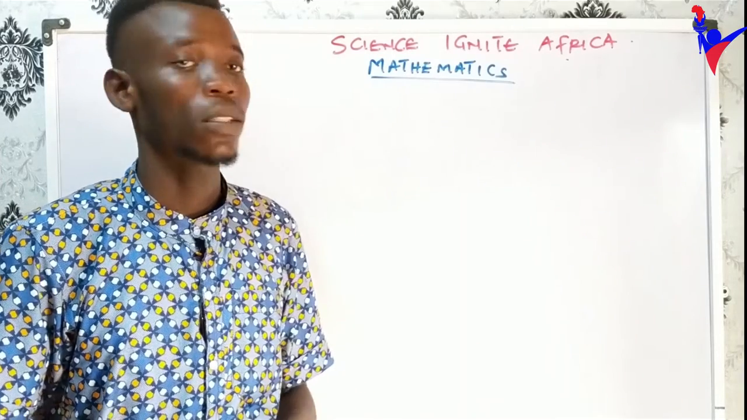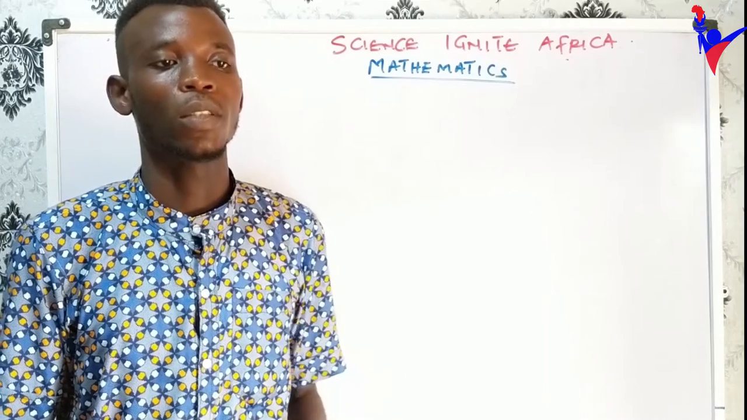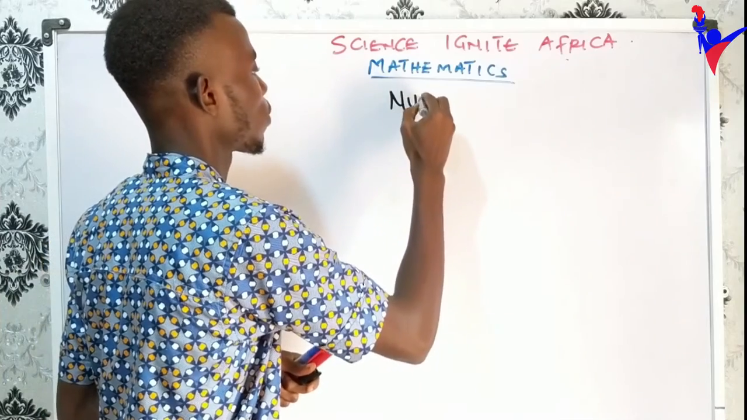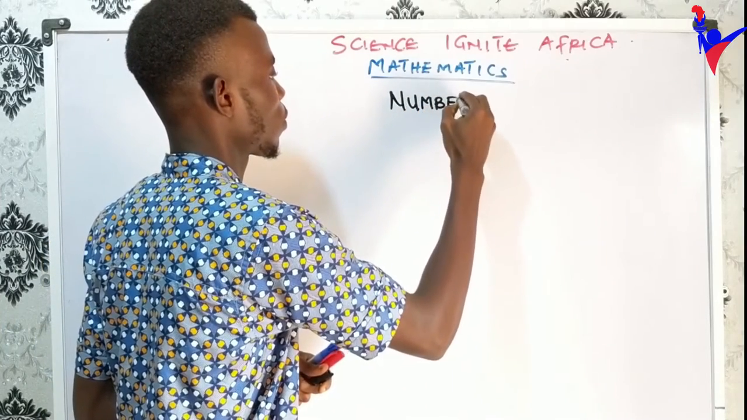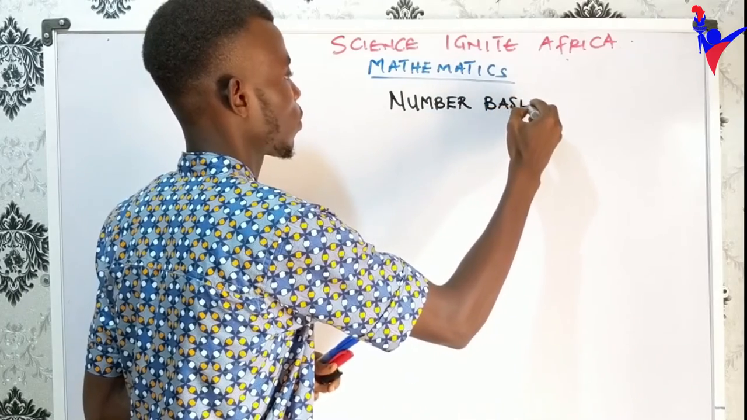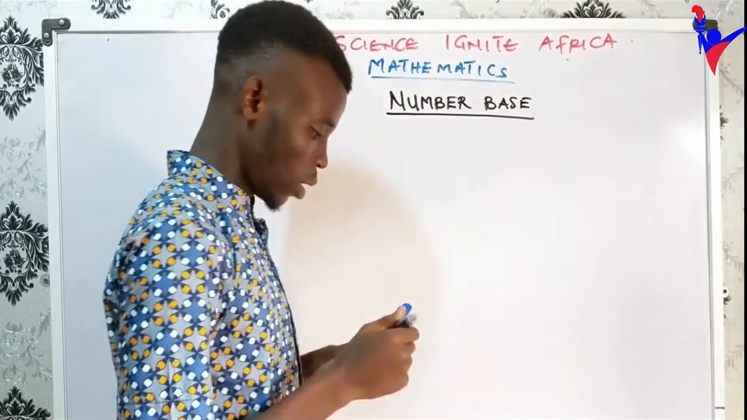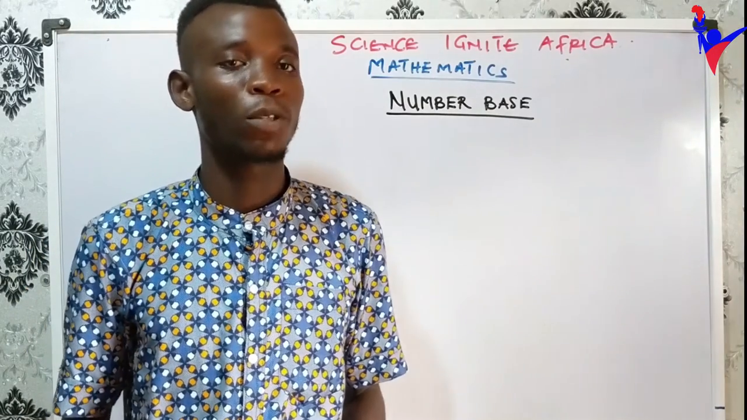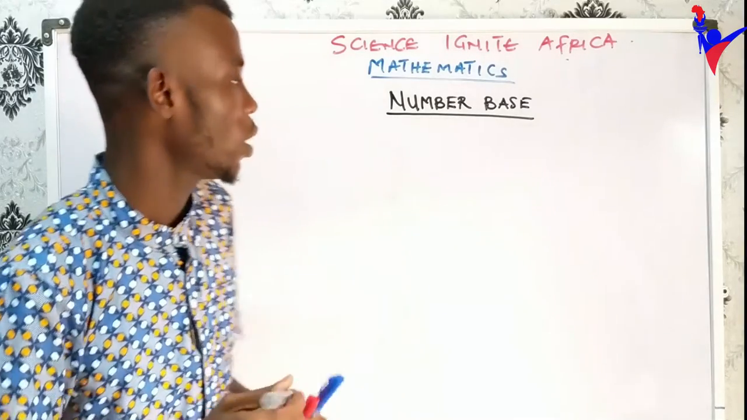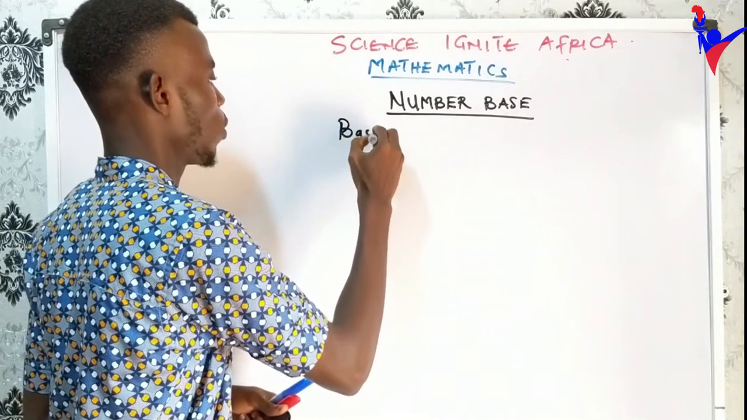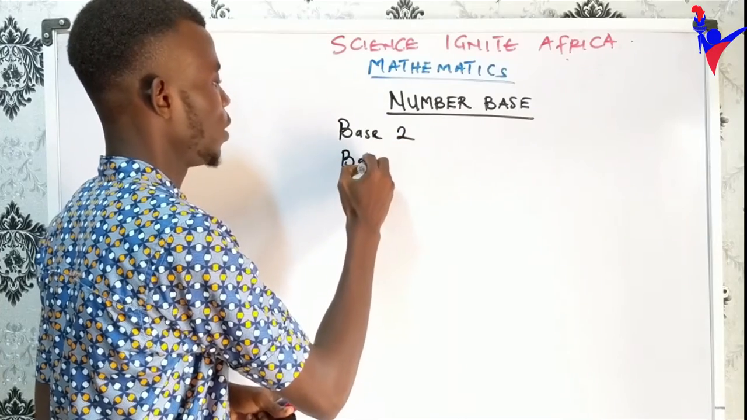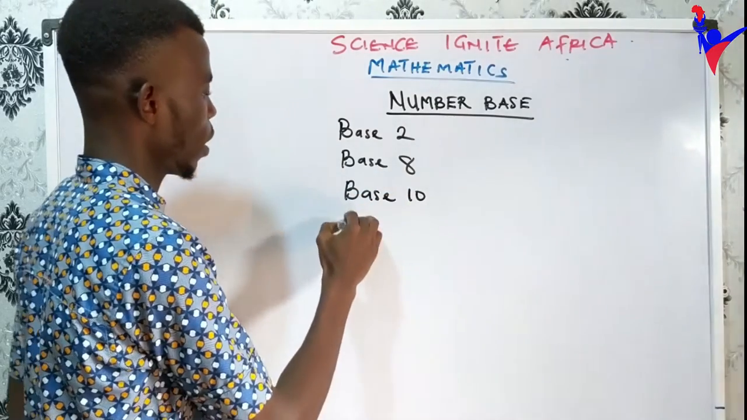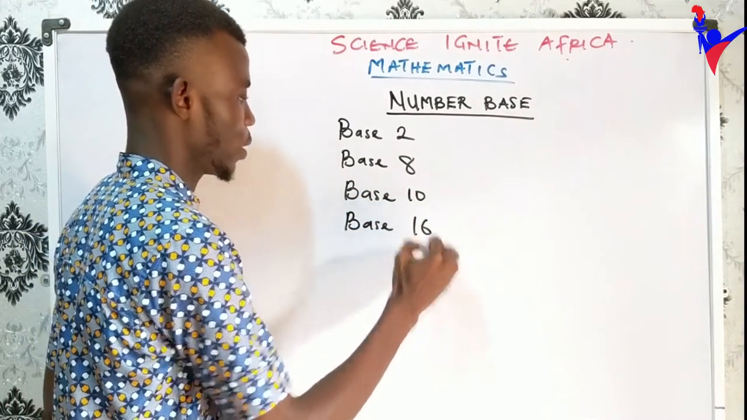Section of mathematics class. This afternoon we'll be talking on the topic number base. As we are all familiar with number base, we have specifically four major types of number base. That is the most common one we use. We have the base 2, we have the base 8, we have the base 10, and we have the base 16.